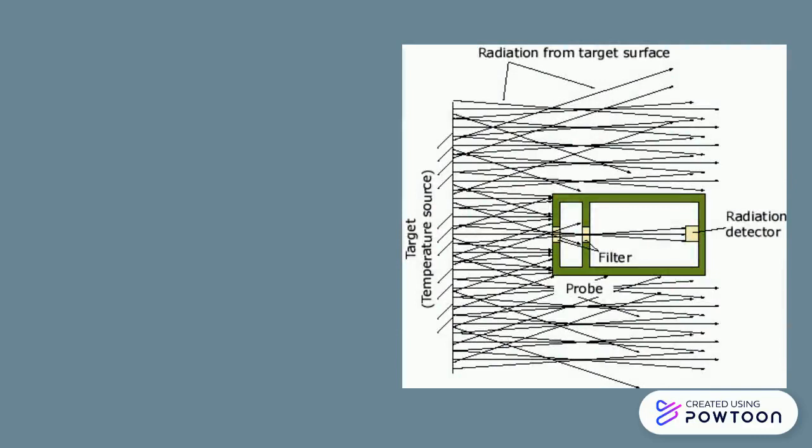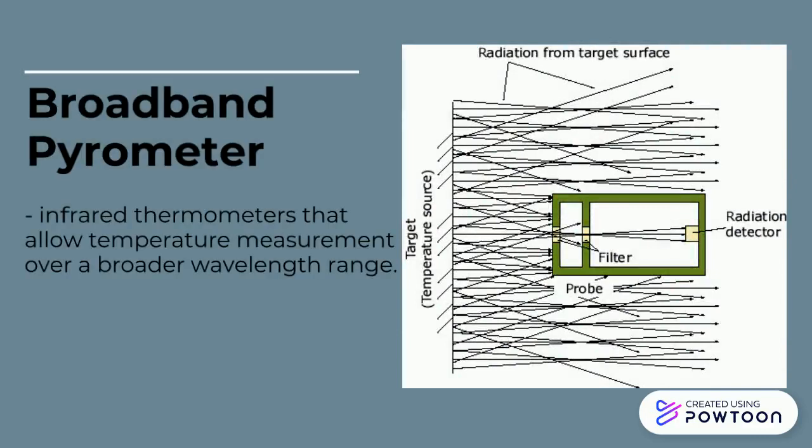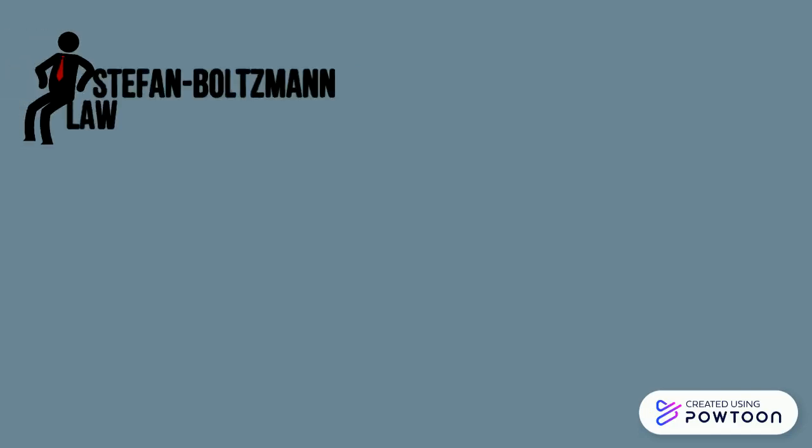Band pyrometers are infrared thermometers that allow temperature measurement over a broader wavelength range. Typical devices operate in a long wave range between 8 and 14 micrometers, which makes them suitable for a large use of industrial applications. We know that the Stefan-Boltzmann law is used for broadband pyrometers.